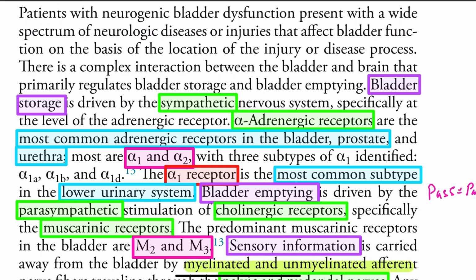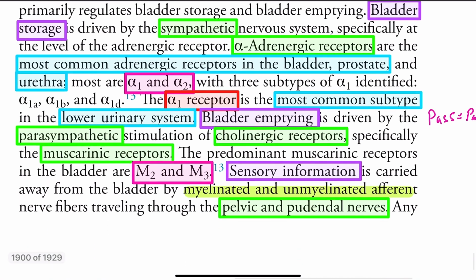The most common adrenergic receptor in the bladder, prostate, and urethra is alpha adrenergic, meaning lower urinary tract. Which type? Alpha 1 and alpha 2. Overall, alpha 1 is the most common subtype for lower urinary symptoms. Now come to bladder emptying.